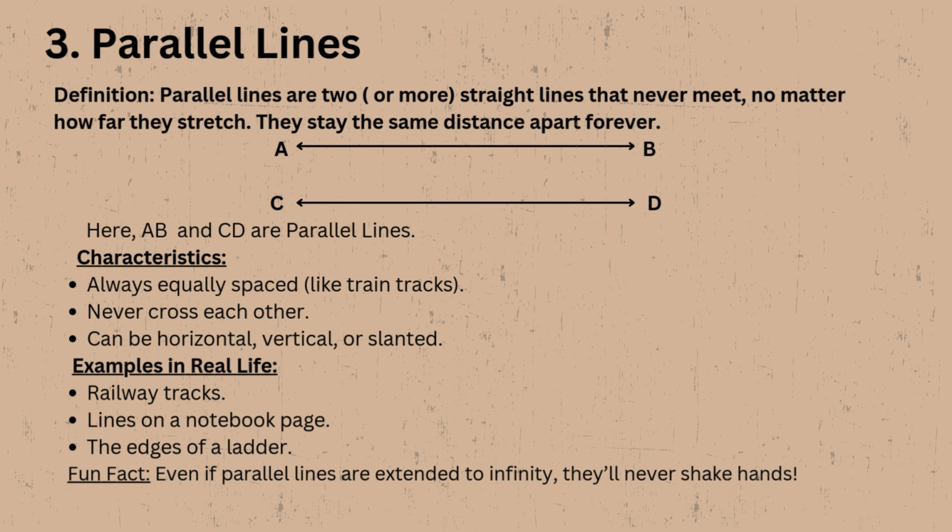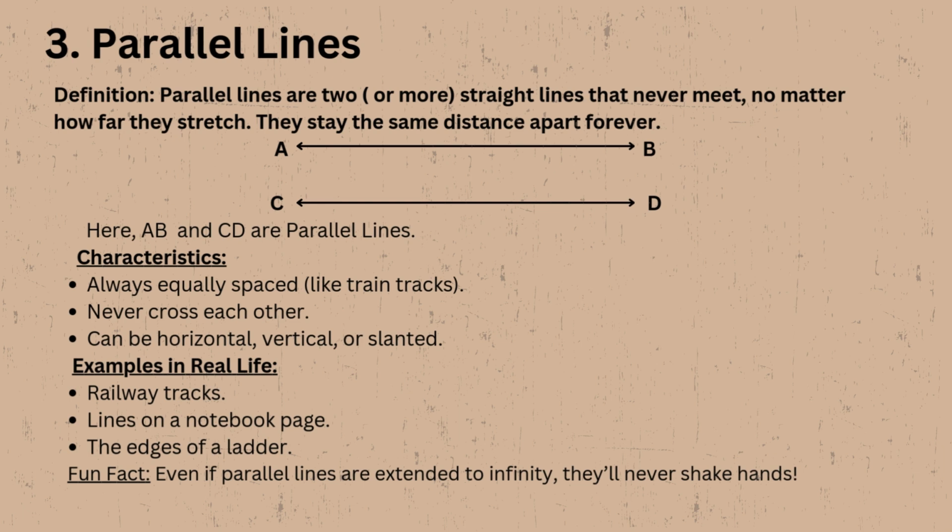Lines of notebook pages can also be an example of parallel lines. The edge of your ruler, you can see the top one and the bottom one, they never actually bend in the slightest because they are maintaining the same distance between them. Let's talk about the fun fact. Even if parallel lines are extended to infinity, they are not going to shake hands.